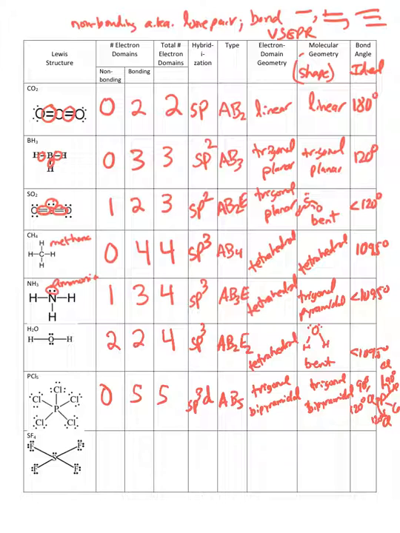The next one, SF4, sulfur tetrafluoride. We have the central atom of sulfur. We got 4 fluorines, and this time we have a non-bonding or lone pair of electrons on the central sulfur. So we got 1 non-bonding pair, 4 atoms that are bound to the central atom, 4 single bonds. That gives us 4 bonding electron domains. Gives us a total of 5. 5 means it has a hybridization of sp3d, which means it has an electron domain geometry of trigonal bipyramidal.